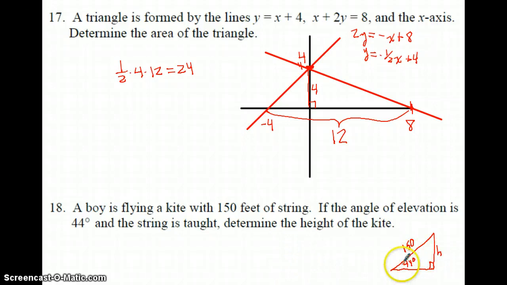With this 44 here, I'm talking about opposite and hypotenuse. That screams sine. Sine of the angle is opposite over hypotenuse. Now I used h for opposite. I know you're probably mad that I didn't use O for opposite, but h was for height here, so that's how that happened. So this is 150 sine 44.